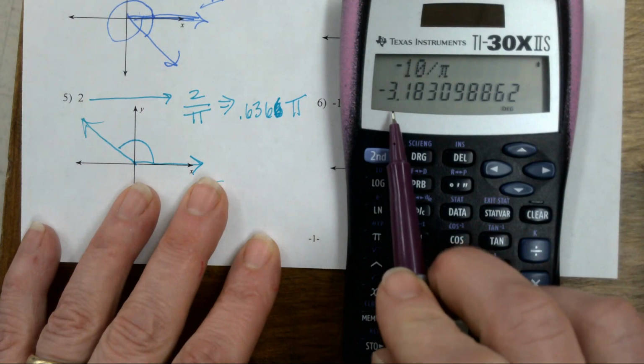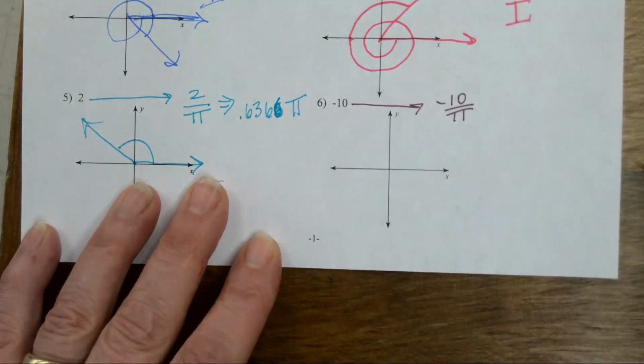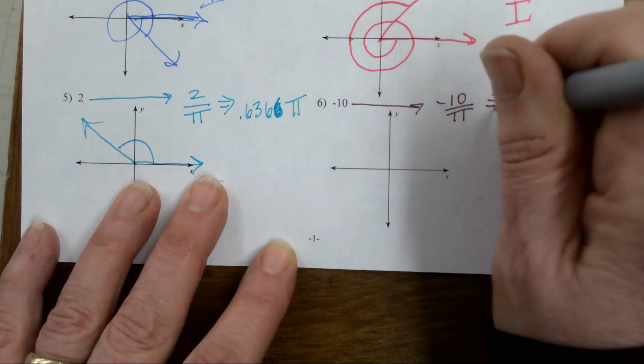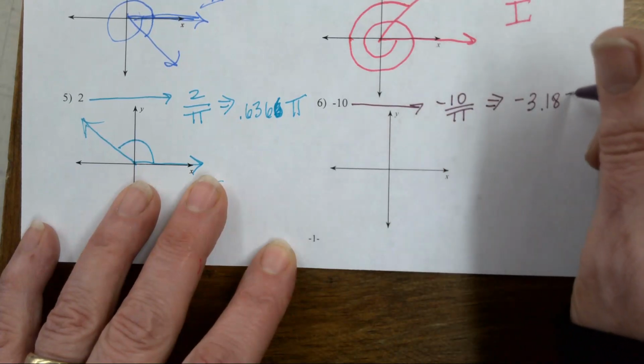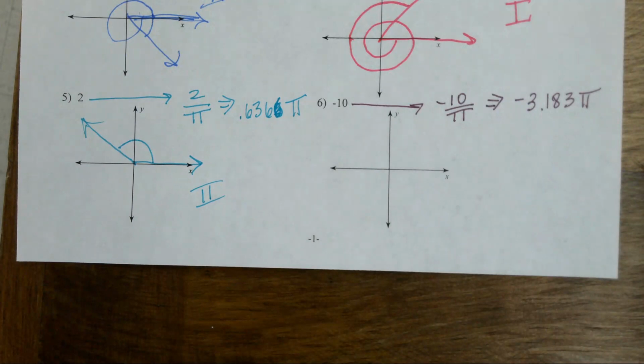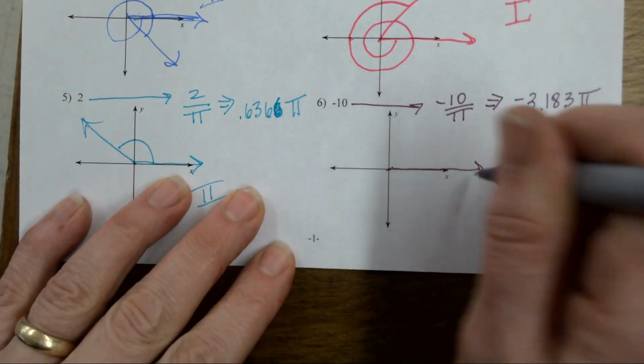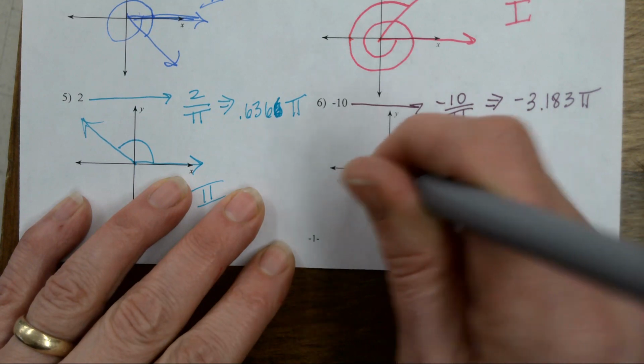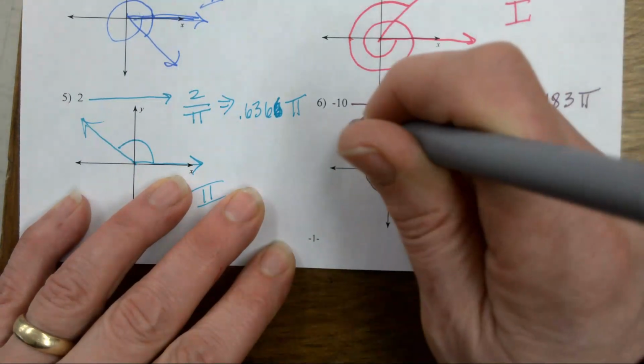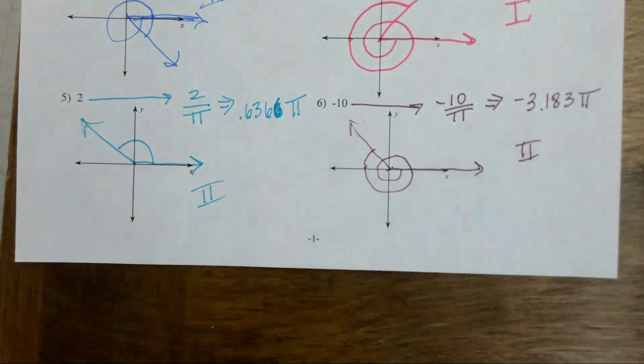I got negative 3.183. That translates to negative 3.183 pi. So that says I am moving more than 3 pi, less than 3.5 pi, in the backward or clockwise direction. So it's just me translating. Here's my starting position. 1 pi, 2 pi, 3 pi, less than a half, make my angle. I landed in the second quadrant again.